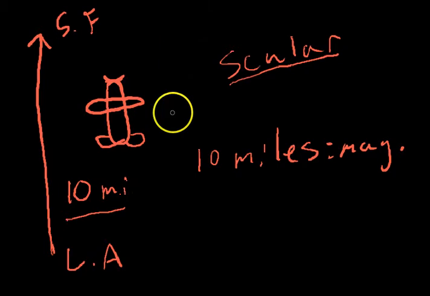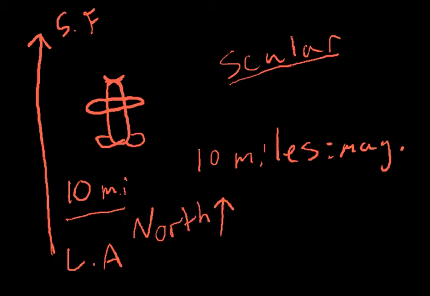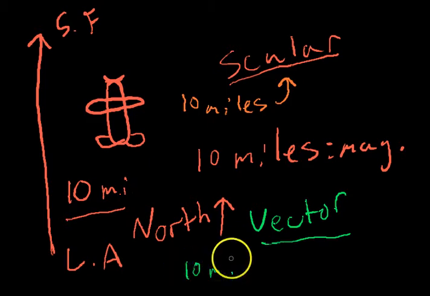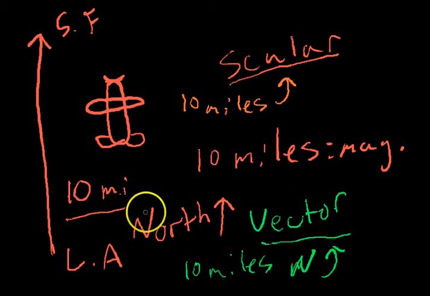But then if we look back at our definition of vector quantity, and they tell us, I took a plane ride from Los Angeles to San Francisco, and it was northbound, and it was 10 miles long. So now we have a direction. We have north. It was going in the northern direction. So now we can think of that as a vector quantity, right? Vector. So when we're told 10 miles, that's scalar. But when we're told 10 miles north, that's vector.